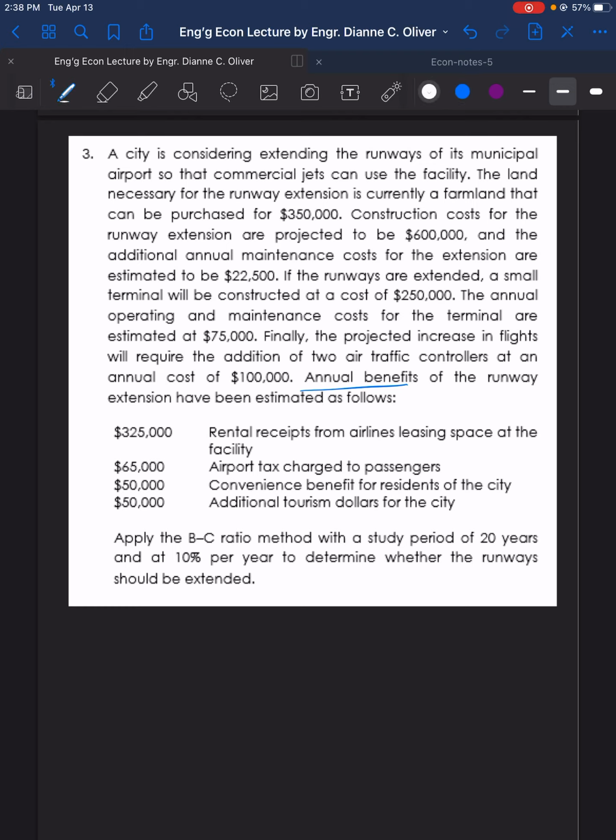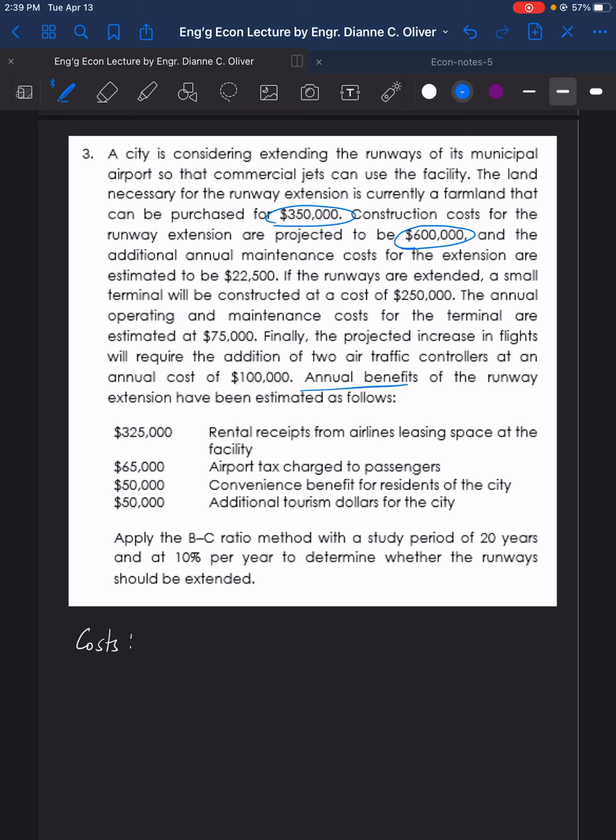So let's consider first the costs. Now I want you to notice this is $350,000 to be purchased. It says the land that is to be purchased. So this is in present worth. Then we have here the construction costs. So this is the overall cost for the construction. So that is the present worth.